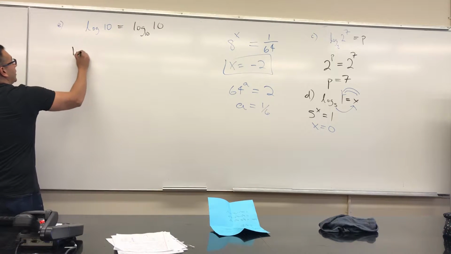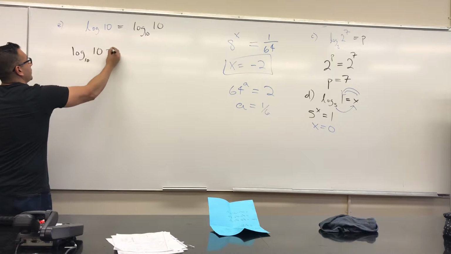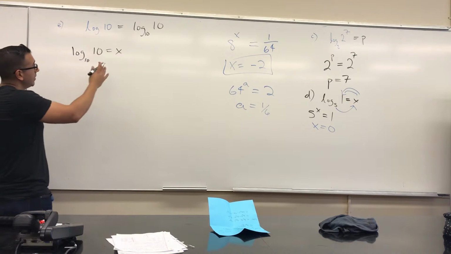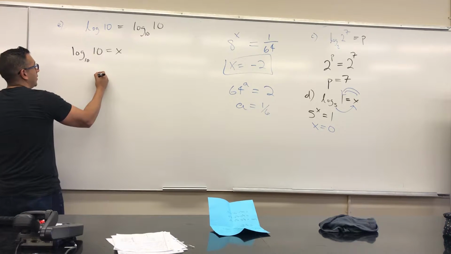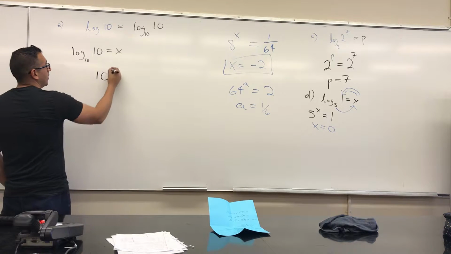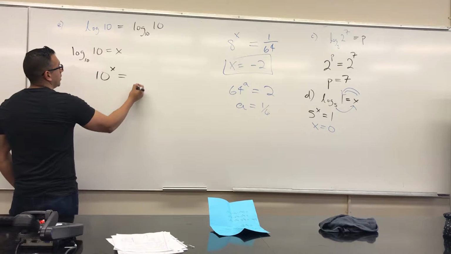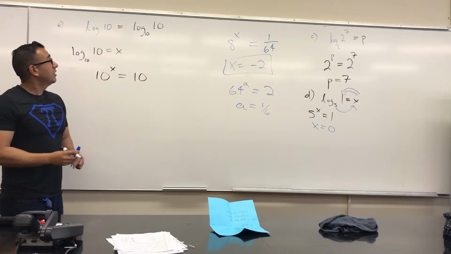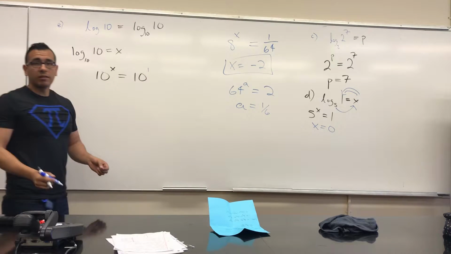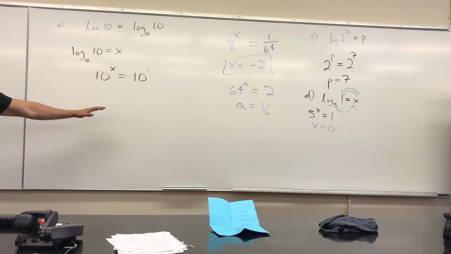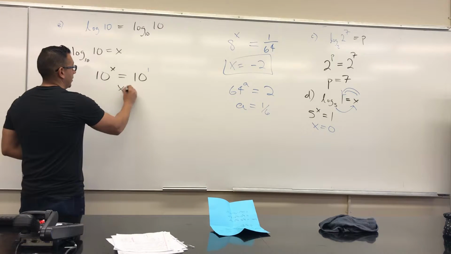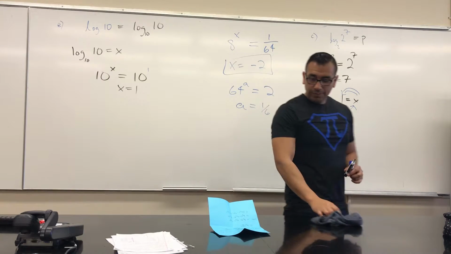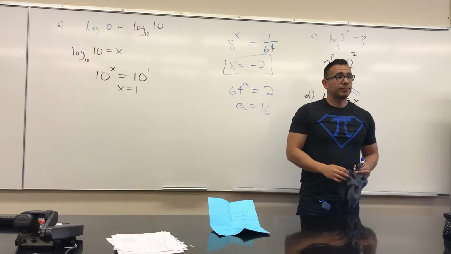Alright, so now let me use that little fun fact right there. That's gonna make this way easier now. Because now when I rewrite this, my base is 10, my exponent is x, and this equals what? 10. And we said earlier, if I don't have an exponent, this exponent is 1. So now I know that x equals what in this case? 1. X equals 1. Cool.